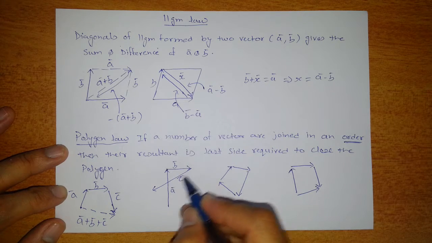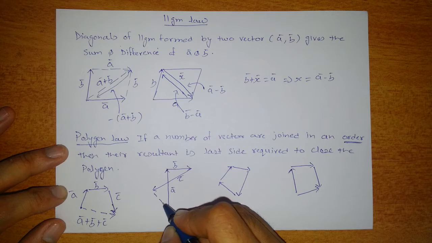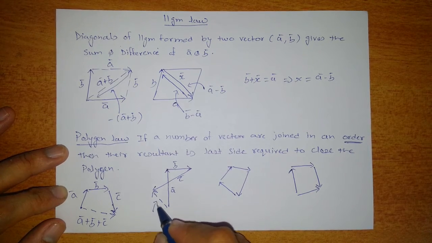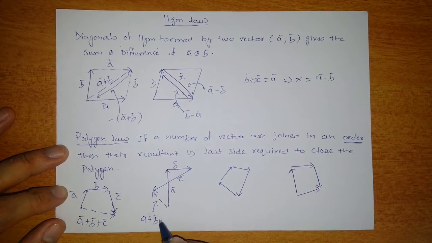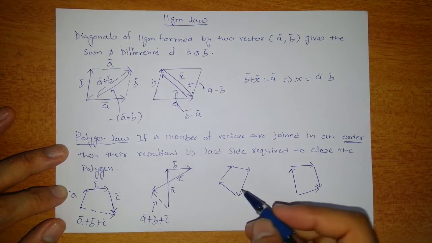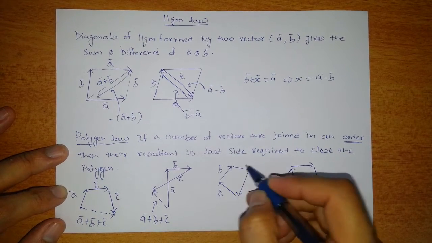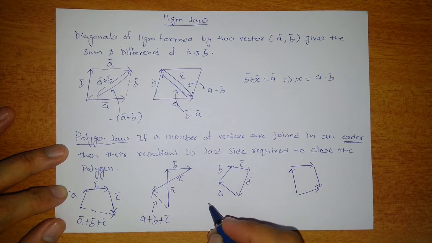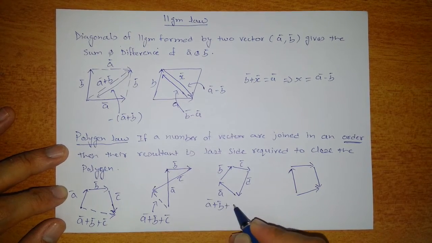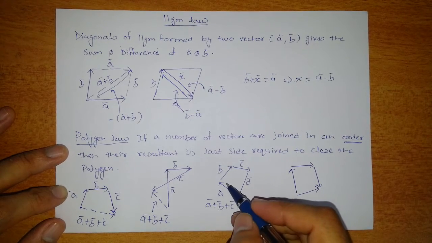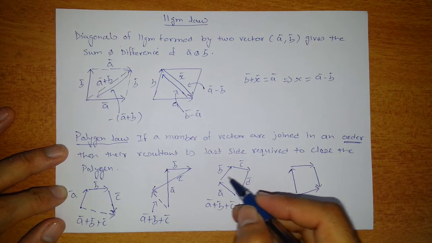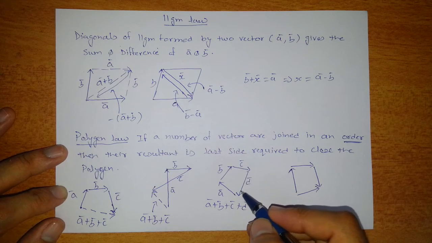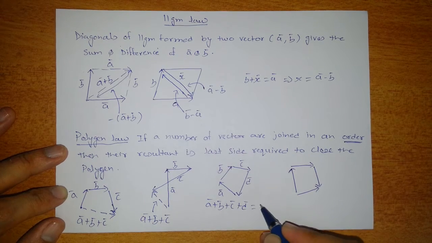Similarly, if there are three vectors, then again starting from the loose tail to the loose head will give you this vector, which will be vector A plus vector B plus vector C. And what if the vectors are already forming a closed polygon in an order A, B, C, D? Then their resultant is already 0, A plus B plus C plus D, because there's nothing required to close the polygon. The polygon is already closed in an order. So their resultant will be a null vector.